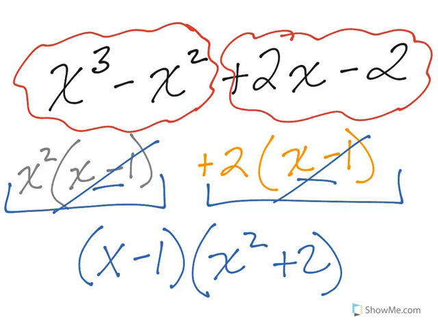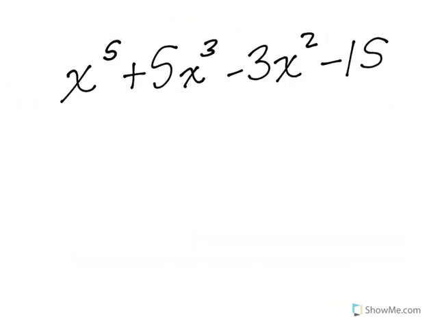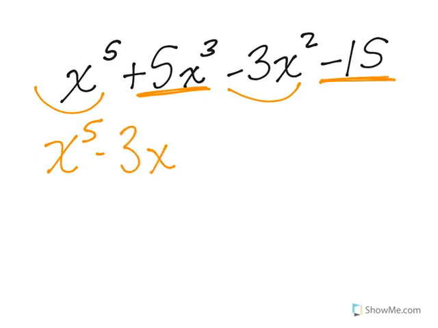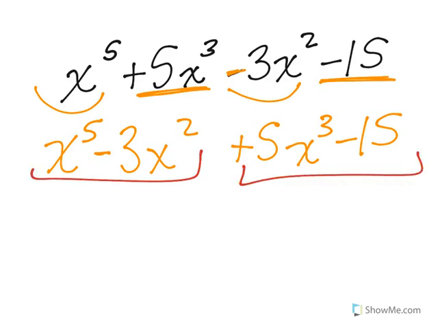I want to do one more that's just maybe a little bit more difficult. So now I have the 4-term polynomial, x to the 5th plus 5x to the 3rd minus 3x squared minus 15. There's a couple of different ways that you can do this, but I'll tell you right now, my brain sees 5x cubed and negative 15. I know that 5 goes into both of those very easily. So I'm going to make my 2 groups, x to the 5th minus 3x squared, right? That minus sign just has to go with it. And then I have plus 5x cubed minus 15. So I kind of created 2 groups.